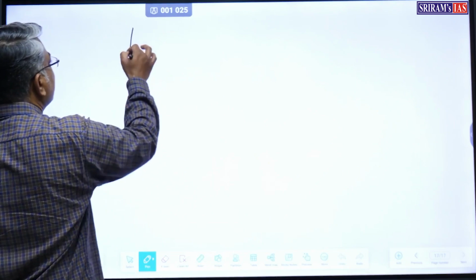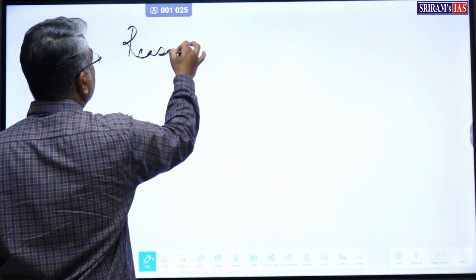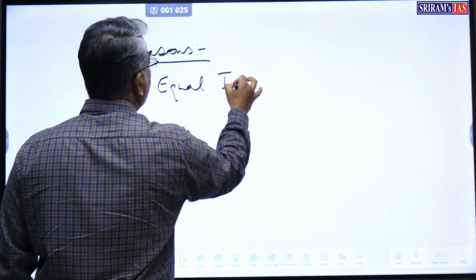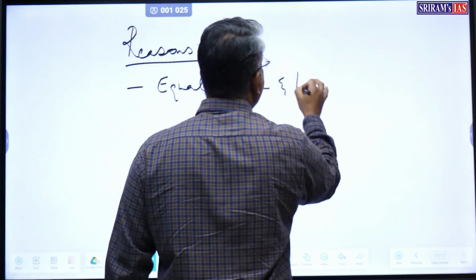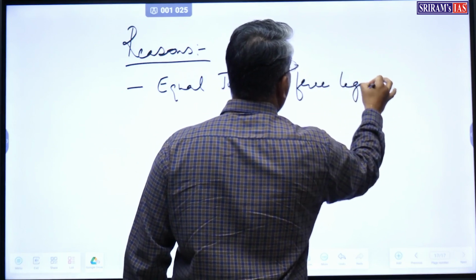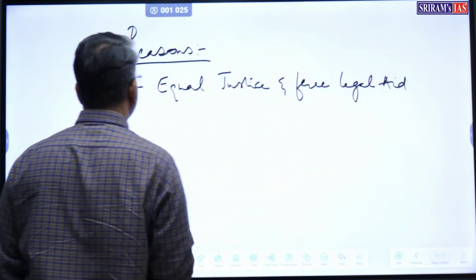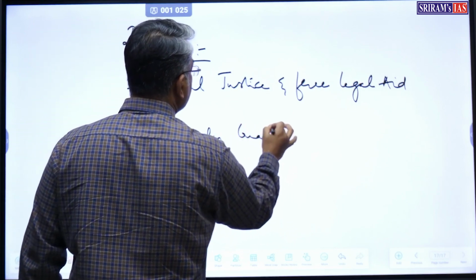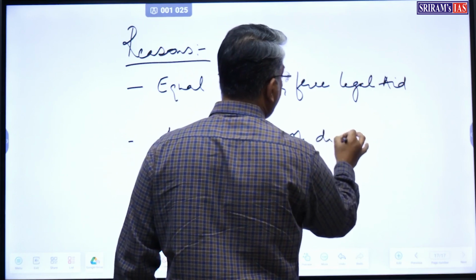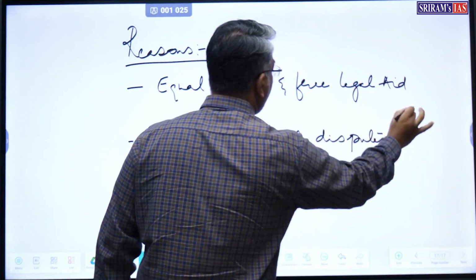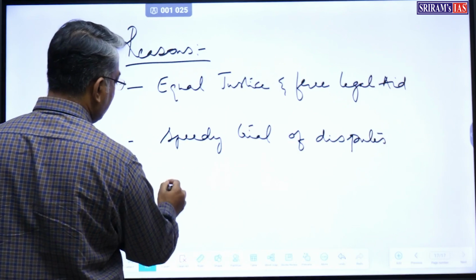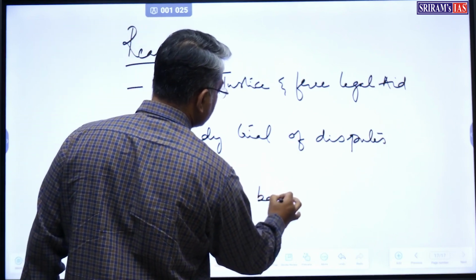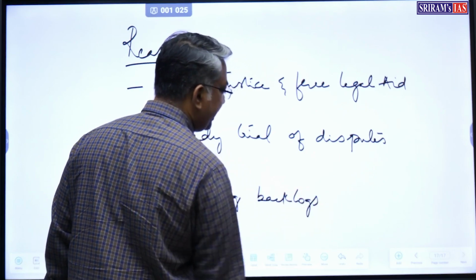So, what are the reasons for establishing Lok Adalats? Equal justice and free legal aid, speedy trial of disputes, and reducing backlogs. So let us try to understand each one of them.